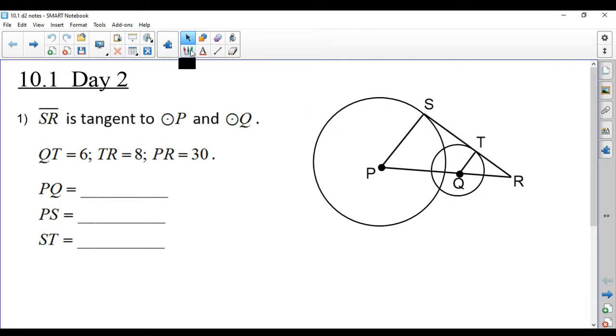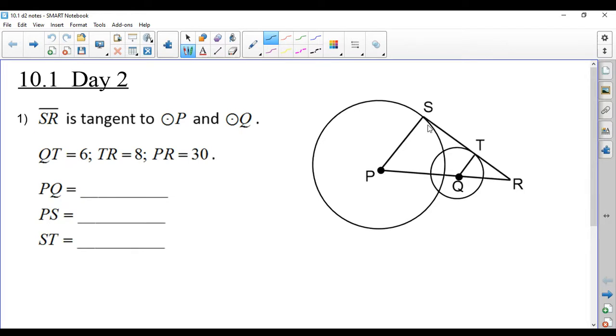From the 10.1 day 1 notes, we have a rule that says when a line is tangent to a circle, it is perpendicular at the point of tangency. So I know that there is a right angle here, and a right angle here. We also know that these are circles.